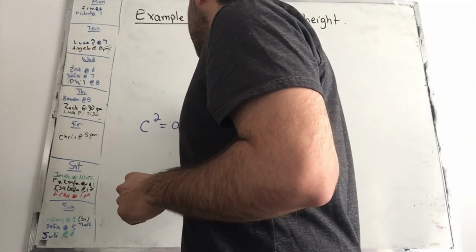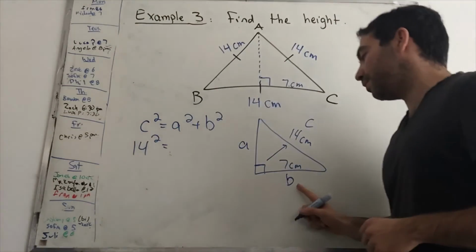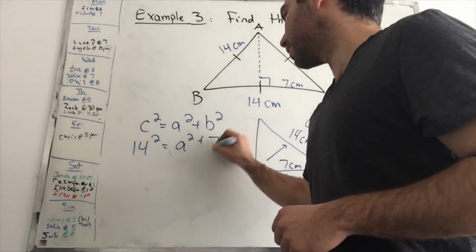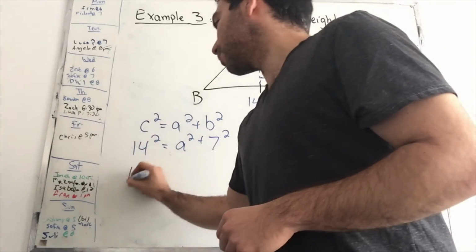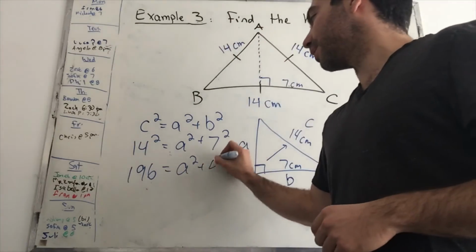C squared equals A squared plus B squared. We replace our C with 14. We replace our B with 7, so we're looking for A in this case. So we get 14 squared, which is 196, is equal to A squared plus 7 squared, which is 49.